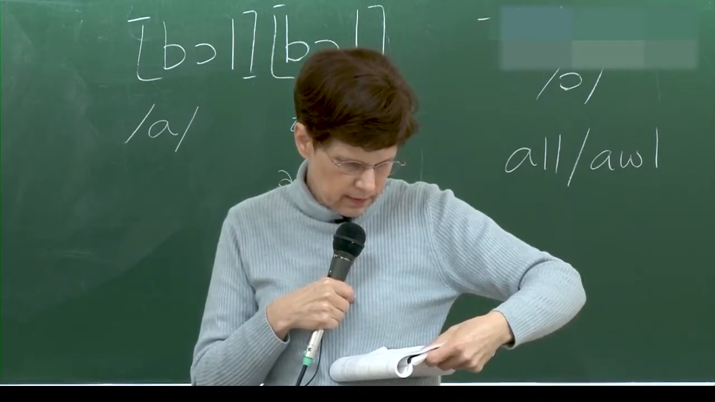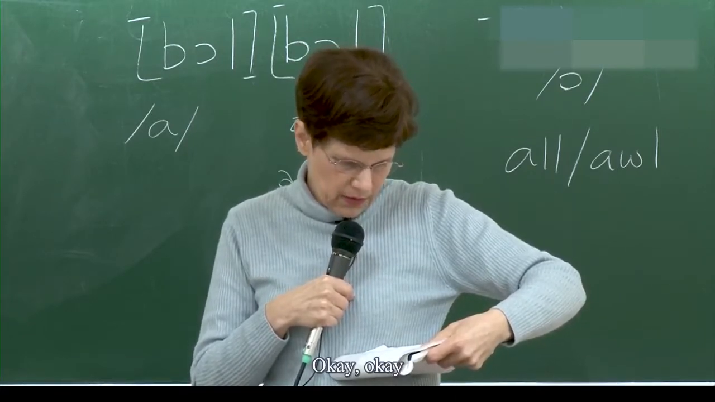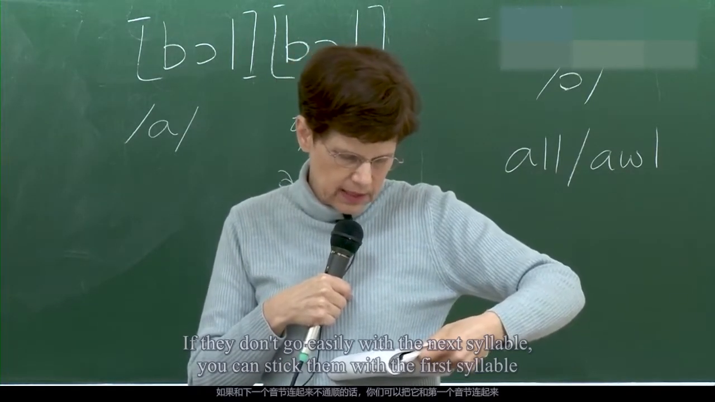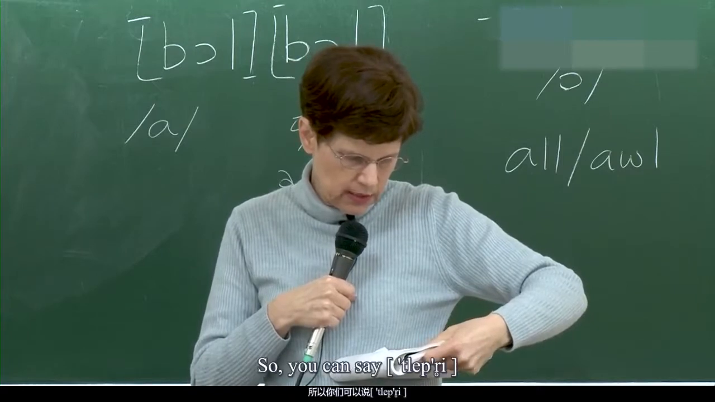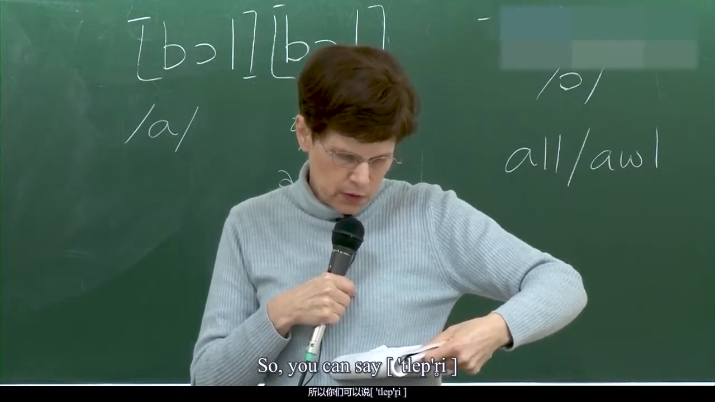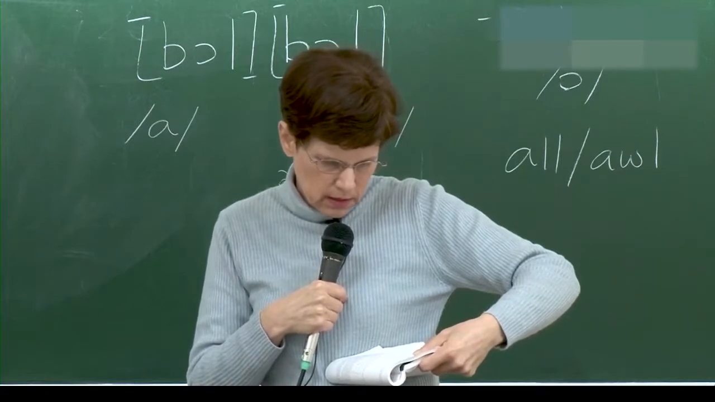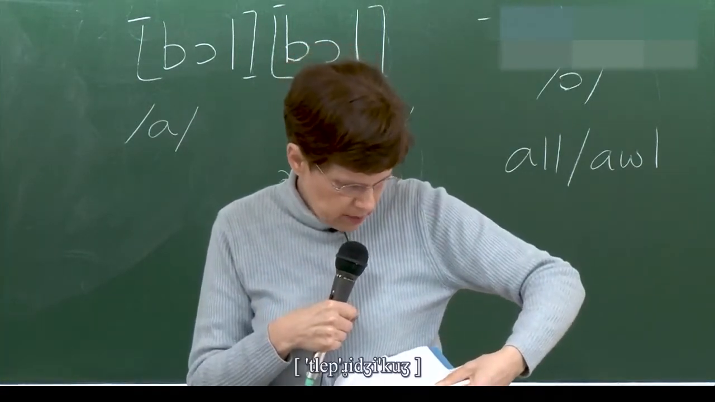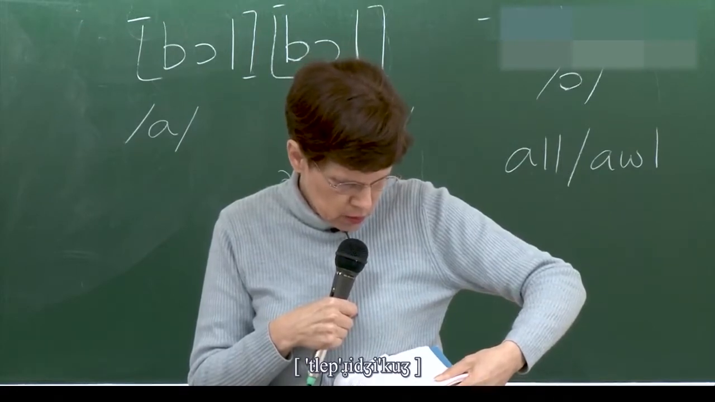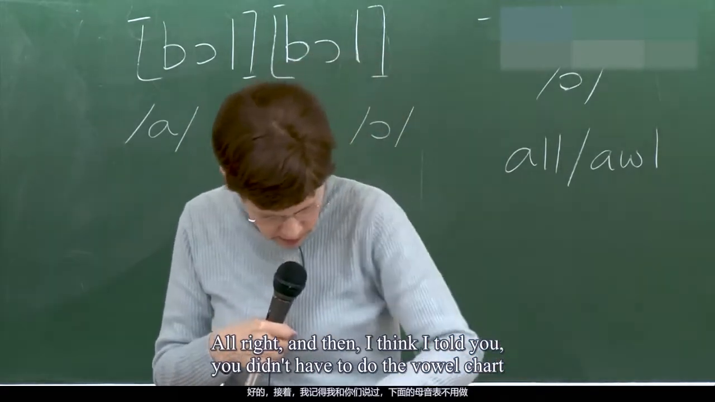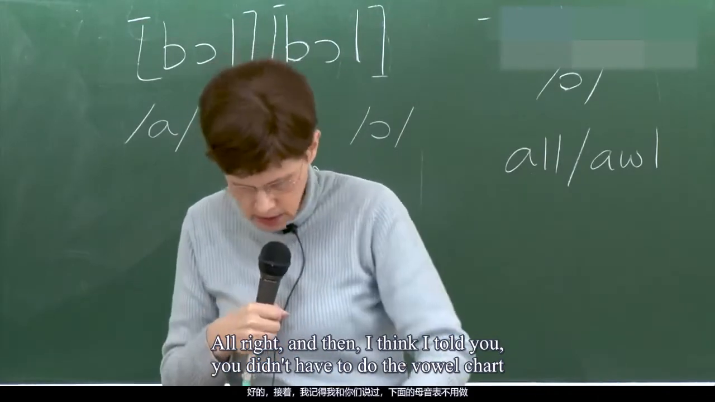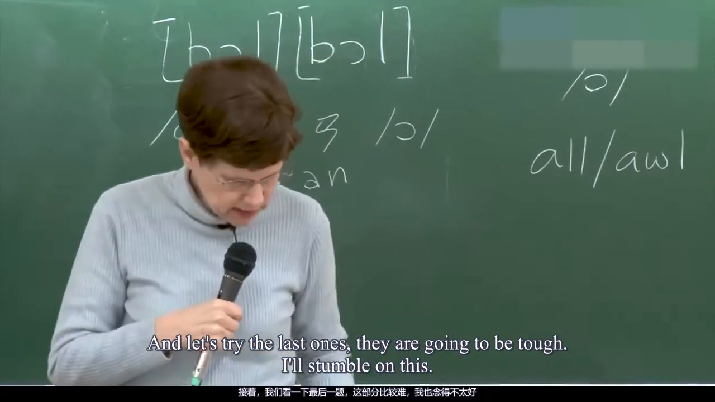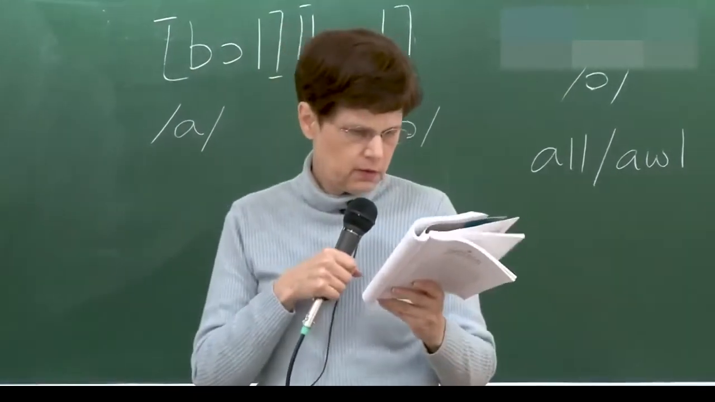Okay. If they don't go easily with the next syllable, you can stick them with the first syllable because it doesn't give a syllable division. So you can say tlep, hree. Then what? Ji, guj. Try it again. Tlep, hree, ji, guj. All right. And then I think I told you you didn't have to do the vowel chart. And let's try the last ones. They're going to be tough. I'll stumble on these. In part E, first one.